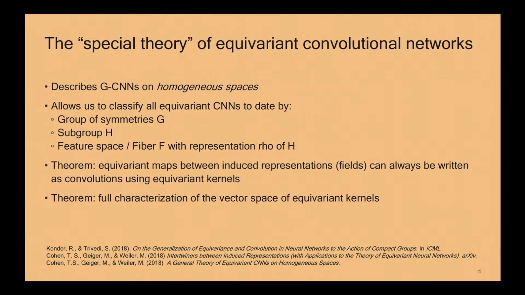So from a deep learning perspective, what this says is that this notion of fields, which we sort of pulled out of our hat and that nobody else is using yet in deep learning, is not artificial. If you want to reuse this concept of convolution, which has been so useful, then you're going to have to interpret your feature spaces as spaces of fields. And we also have a full characterization of this space of equivariant kernels, which you need to actually implement this. You can read these papers for details.